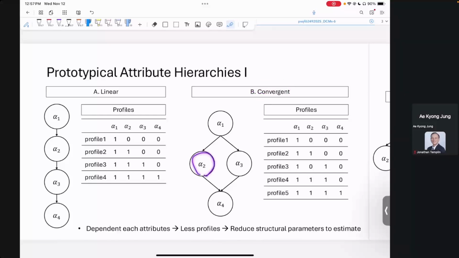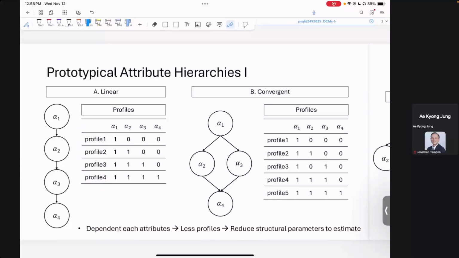Attributes 2 and 3 require attribute 1 to be mastered before mastering attributes 2 and 3, but they are independent of each other, conditioning on attribute 1. So if attribute 3 depends on attribute 2 here, now we have 5 profiles. So it's less dependent, so we have more profiles.